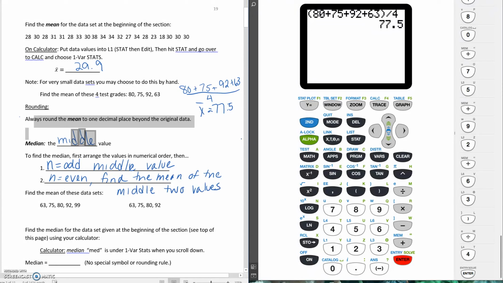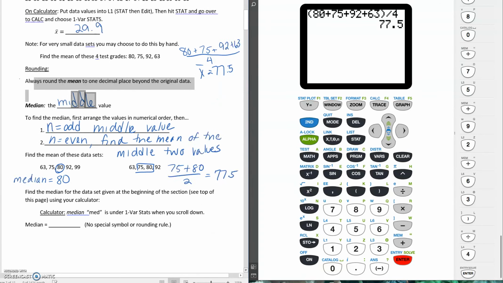Okay, so here are 2 examples, and I'll also show you how we can do it in our calculator. Here we have 5 numbers, so that's odd, and they're already in order. The one in the middle would be the third one, so 80 would be our median. We don't have a special symbol, so we would just say median equals 80. Here where we have 4 data values, we would take the middle 2, add them together, and divide by 2, which would give us 77.5.